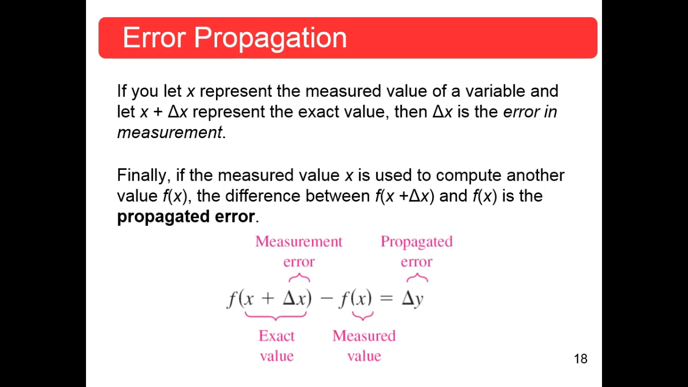And again, as a practitioner, I usually think this is the real value and this is the measured value, where that's your error in your measurement. So I usually think of this written in the opposite direction here. You still come up with the delta y. It's still the same value.